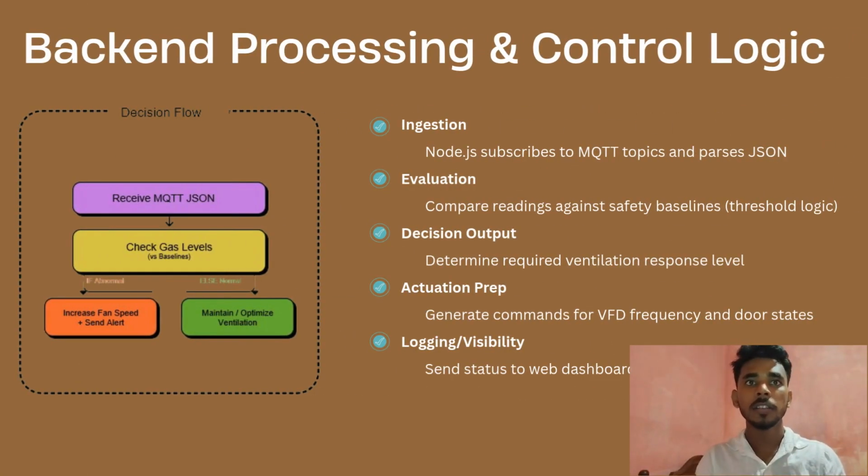If the gas level goes above a safe limit, the system acts right away. It increases the fan speed immediately. At the same time, it sends WhatsApp messages to the main supervisors to warn them, so they can see what's happening.